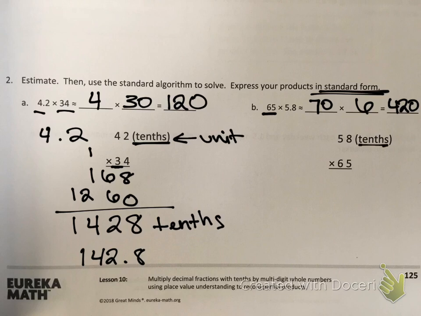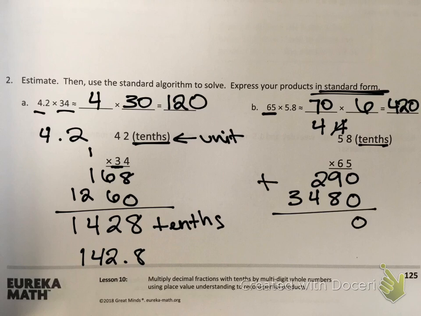So 58 tenths, there's that unit. 58 tenths times 65. 5 times 8 is 40. 5 times 5 is 25. Add that 4 to the 25, we get 29. So 290 is our first partial product. Then we're going to add our place value holder because we're in the tens place. 6 times 8 is 48. We'll cross out that 4. 6 times 5 is going to be 30, so 34.